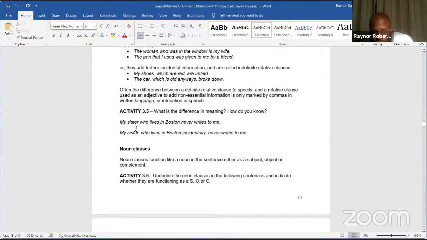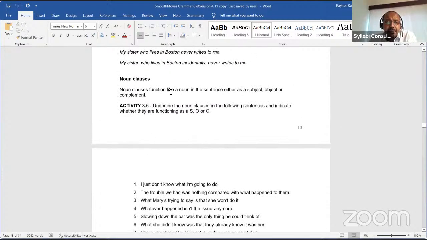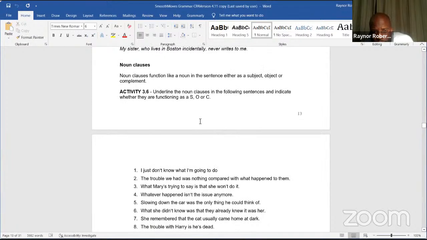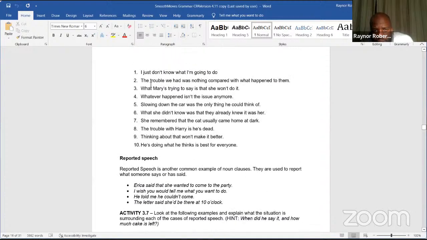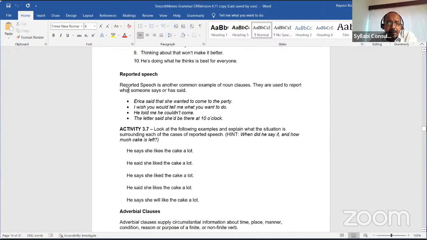I think we went over this. My sister who lives in Boston. Yeah, we went over that. Noun clauses. Noun clauses function like nouns in a sentence, either as a subject, object, or complement. Oh, we already did this. Didn't we do this? We already did this.